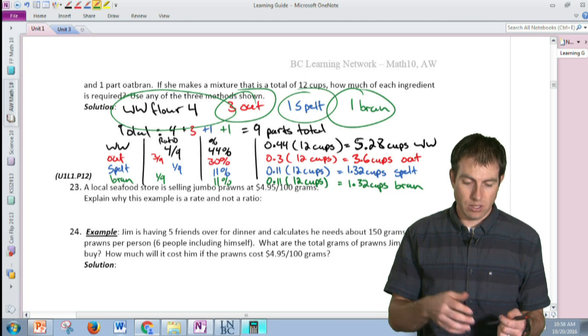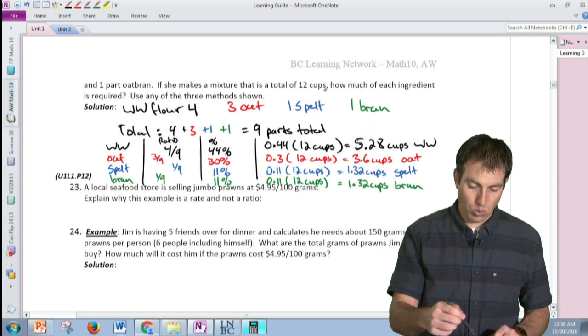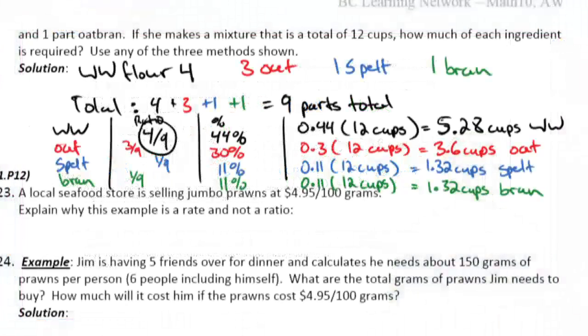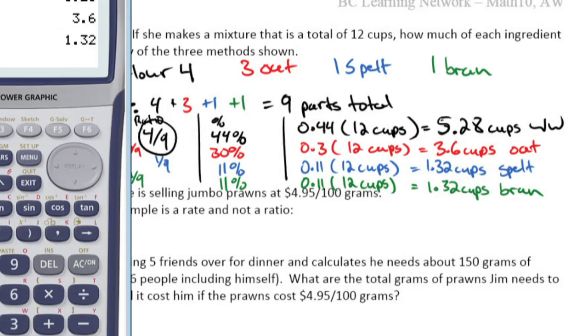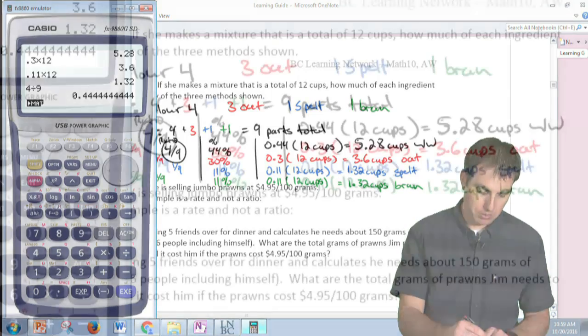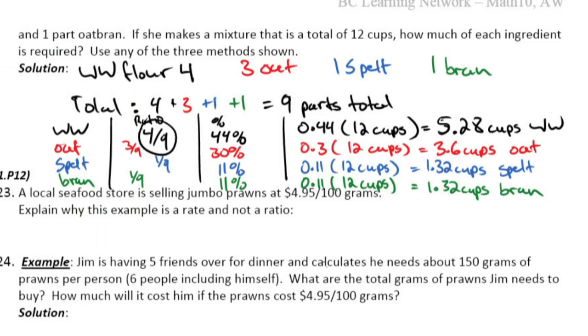Now, originally, 4 parts was whole wheat flour. So all you need to do is say, okay, I started with 4 parts of whole wheat flour and divided by 9. So I went 4 divided by 9, and I got 0.44444. If I times it by 100, I get a percent, so 44%. And then I did the same thing again. 3 divided by 9. Well, 3 over 9 is a third, so that's 33%. And then 1 over 9 and 1 over 9 was 11 and 11.